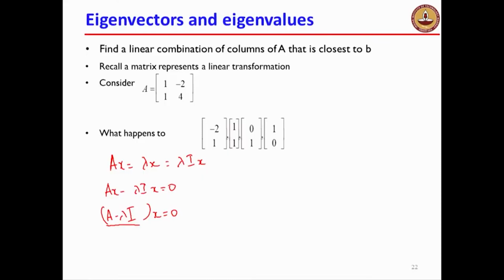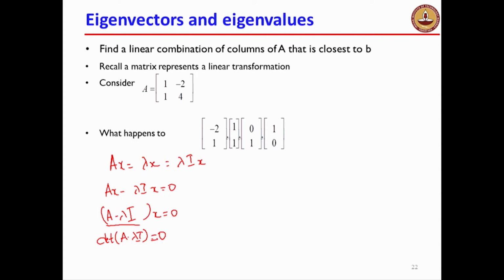And after a few algebraic simplifications, we got that A minus lambda I times x should be equal to 0. Lambda is yet unknown. X is also unknown, but we want non-zero, non-trivial solutions to this. By that I mean x should not be equal to 0. So what does it mean? If I want non-trivial solutions to a system of equations where the right hand side is 0, that can happen only when the determinant of this matrix is 0. So I get determinant of A minus lambda I equal to 0.